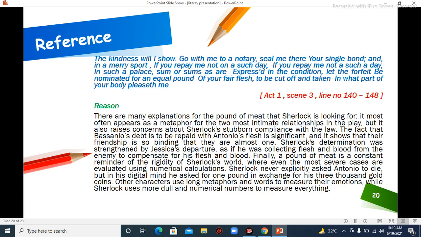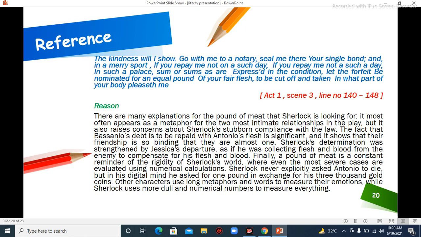Okay, here is another example given. The kindness I show you, let me notice, seen me there. Your single bond, and merry spot. If you repay me not on such a day, in such a place, the sum or sums expressed in the condition, let the forfeit be nominated for an equal pound of your fair flesh, to be cut off and taken in what part of your body pleaseth me.